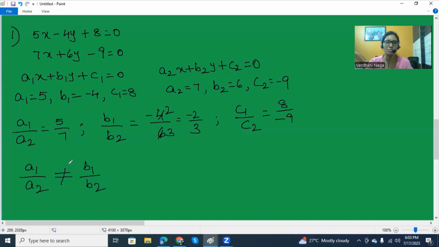Here we can observe that when we get these cutting lines, they are intersecting at a point. So you can remember intersecting lines easily: when the not equal to symbol is seen, the lines are intersecting. Intersecting means only one solution can be obtained.